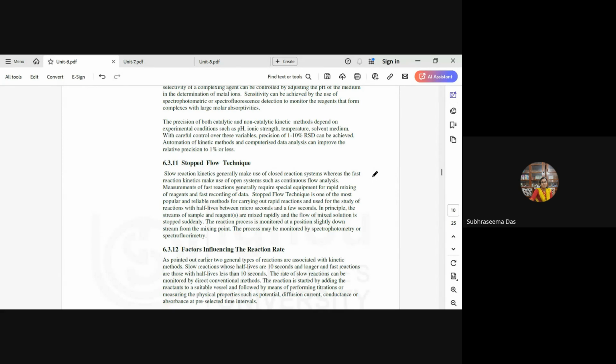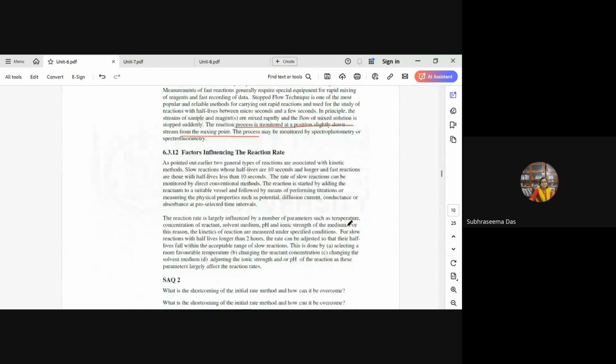So here, in principle, the streams of the sample and the reagent are mixed very rapidly, and the flow of the mixed solution is stopped suddenly. As the reaction is mixed very suddenly, the reaction process is monitored slightly downstream from the mixing point. Then this process is further monitored by either fluorescence or photometry.